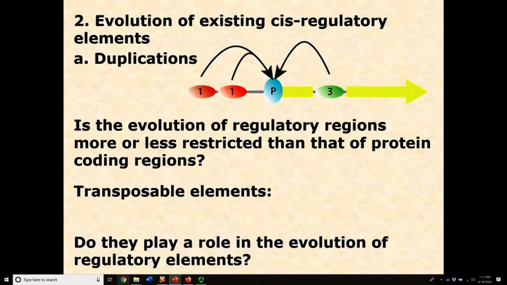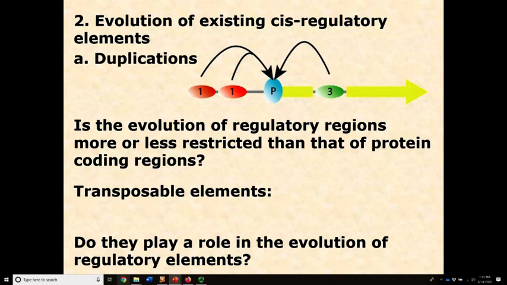Okay. Now, transposable elements do play a role in regulatory evolution because transposable elements can copy or insert major chunks of DNA. And so by doing that, we're going to have a major impact. We typically think of those as having an impact on the genes, but they can also have an impact on the regulation of those genes.